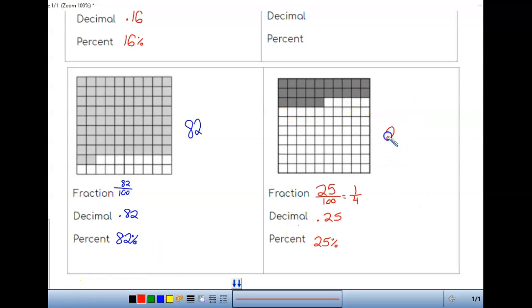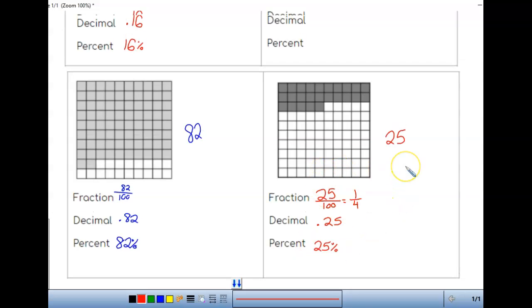Okay, if you look, there were 25 squares. 25 out of 100 squares can reduce to 1/4. I reduced this one just because it was really easy. We can reduce all of them, we're just not practicing that at the moment. Our decimal, over the 100, it's 25 hundredths, so it's in the hundredths spot. And then the percent is just how many boxes, the number over 100.